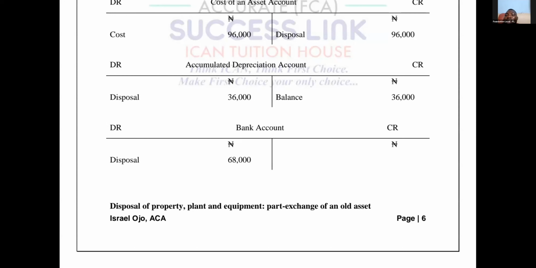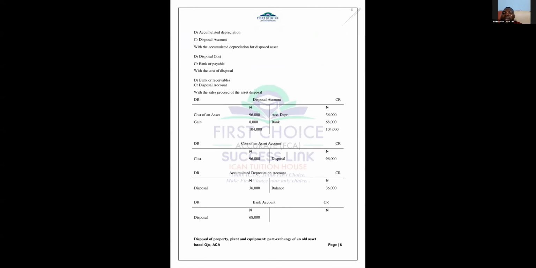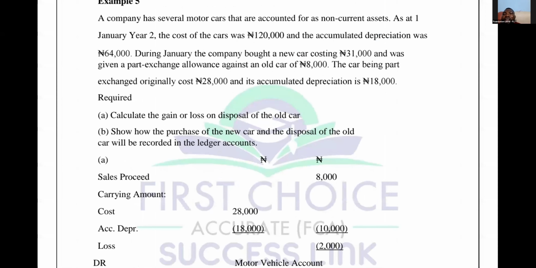So the last one I want to talk about here is what we call disposal part exchange. Part exchange disposal of property, plant, and equipment. That is part exchange of an old asset. Now, this one talks about we are not letting go of the asset for cash, but we are letting go of the asset to get another asset. That is the meaning of part exchange. So we are buying a new asset, so we are adding money to it to get a new asset.